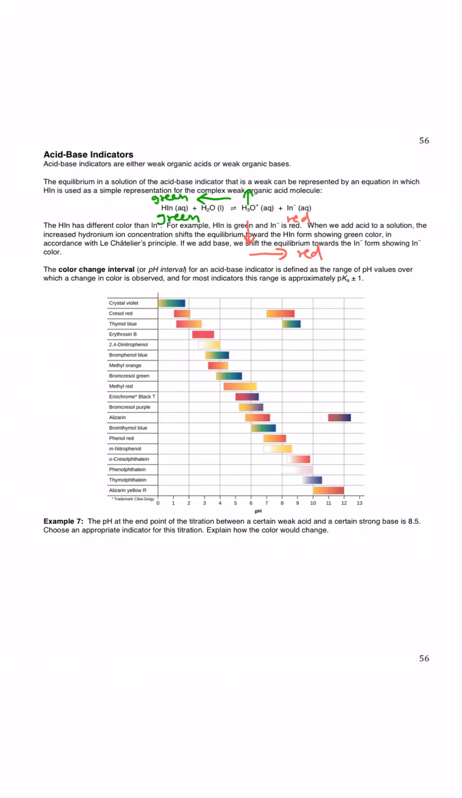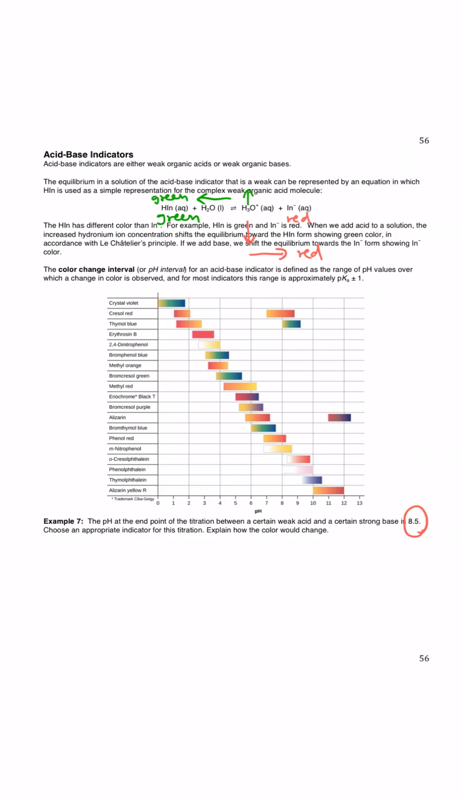Now let's take a look at example 7. The pH at the end point of the titration between a certain weak acid and a certain strong base is 8.5. Choose an appropriate indicator for this titration. Explain how the color would change. So if the titration has an end point at 8.5, you will need to find an indicator whose range includes this value, because this range tells you where the color will change. If it's outside this range, you will not observe the color change at all, so you will not know when to end the titration or when to stop the titration.